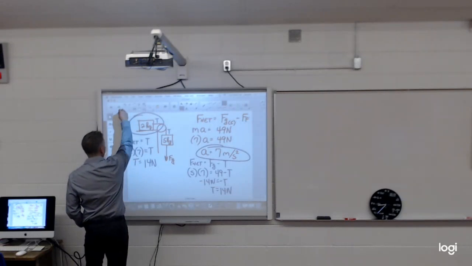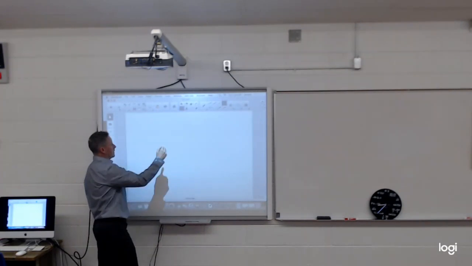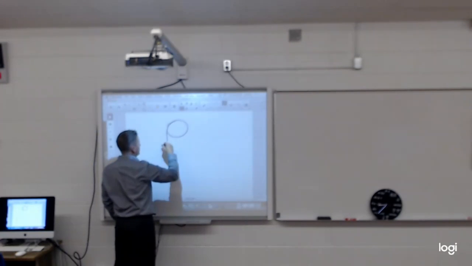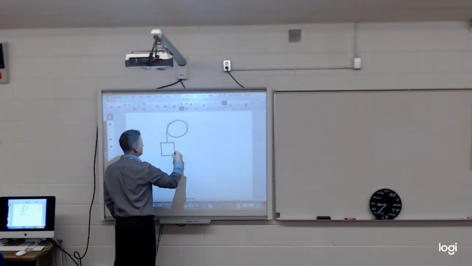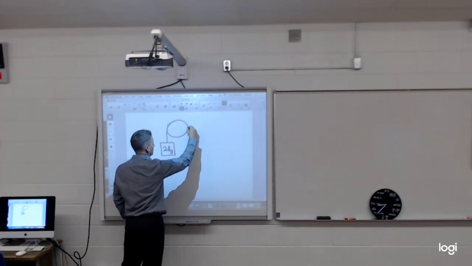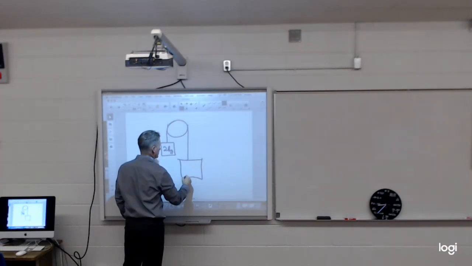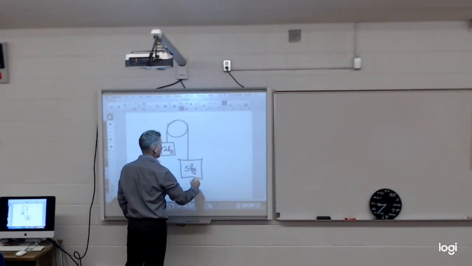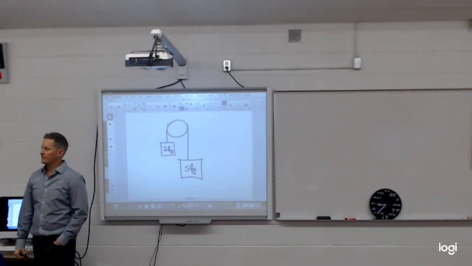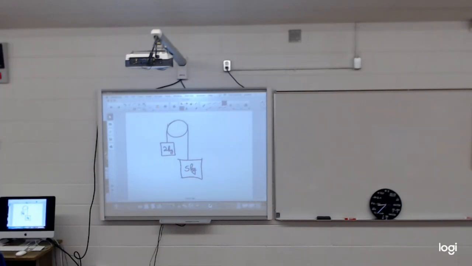Okay, one more quick note, and then I'll let you go. Just have a look at this. What would happen if I had a 2 kilogram one hanging here and a 5 kg one right here? It would pull the 2 right over the top. Now remember, the rope is attached to both, correct? Yes, the rope's attached to both.